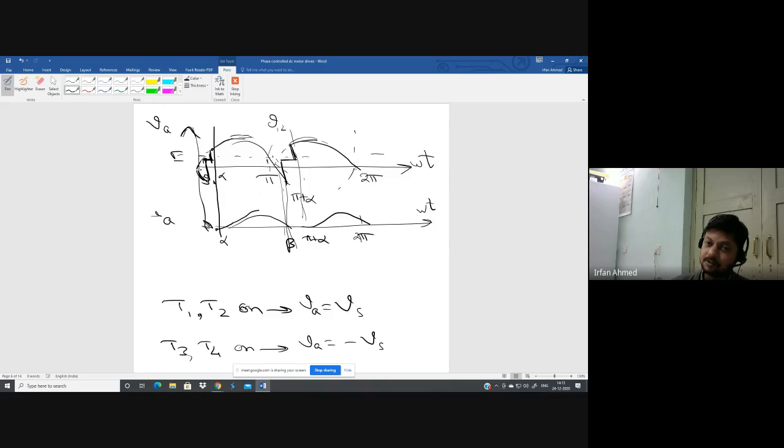In high power applications where filtering would be an issue.